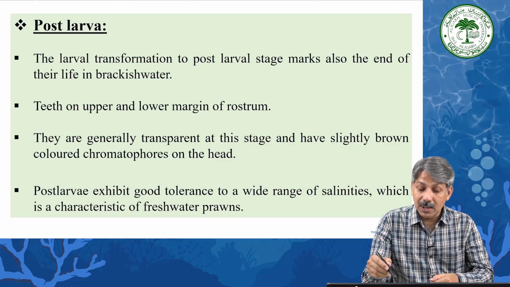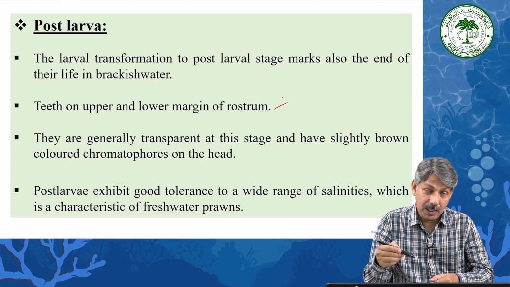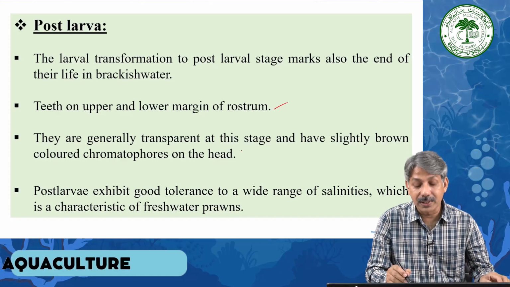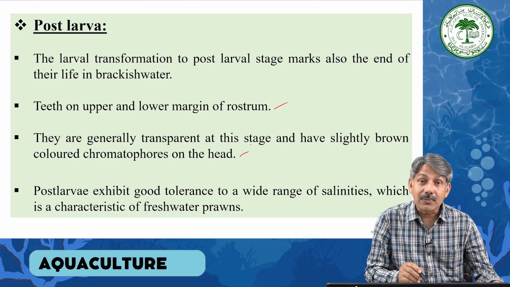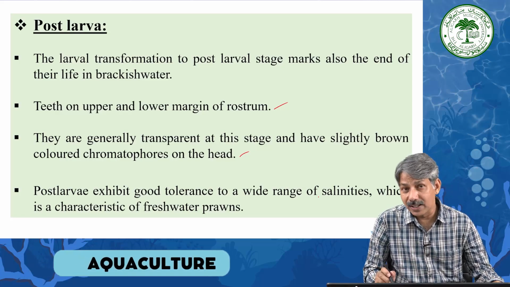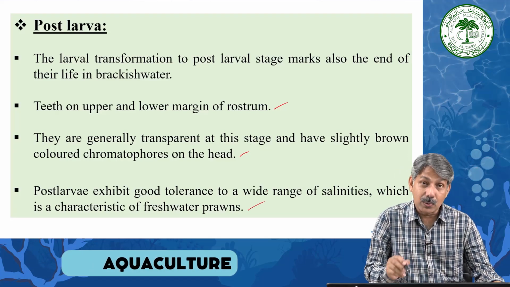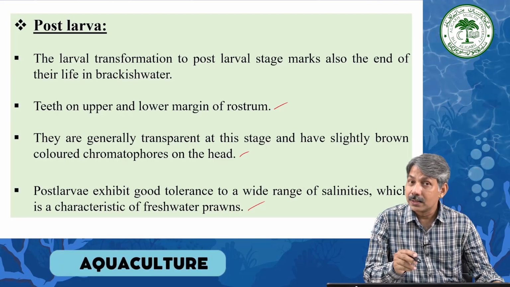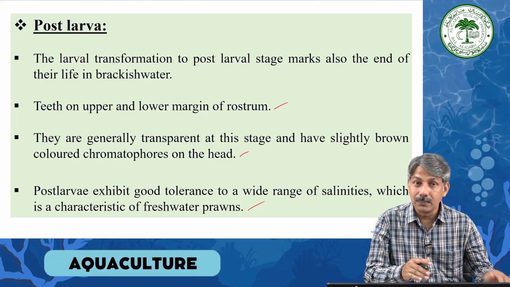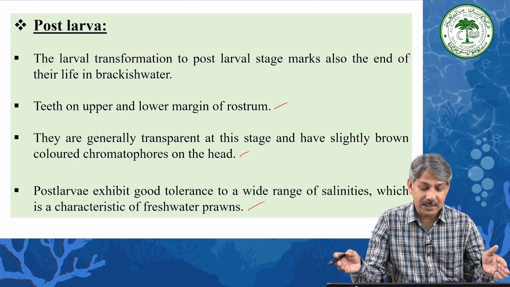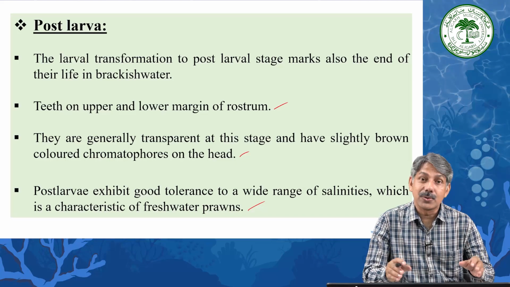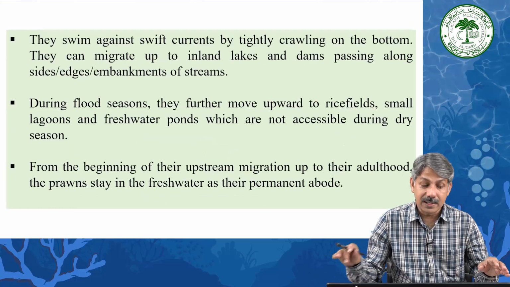Teeth on upper and lower margin of rostrum. I told this characteristic in the previous slide also. They are generally transparent at this stage and have slightly brown colored chromatophores on the head. Post-larvae exhibit good tolerance to a wide range of salinities, which is a characteristic of freshwater prawns. I told you in the beginning also and the biology also that the success of their distribution to a variety of habitats, diverse regions, is because of being euryhaline nature, the capability to tolerate wide range of salinity variation.